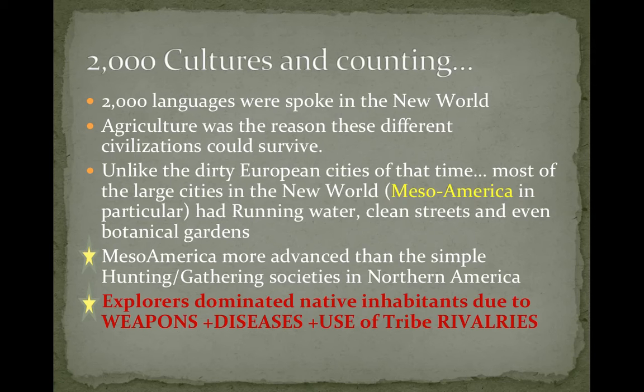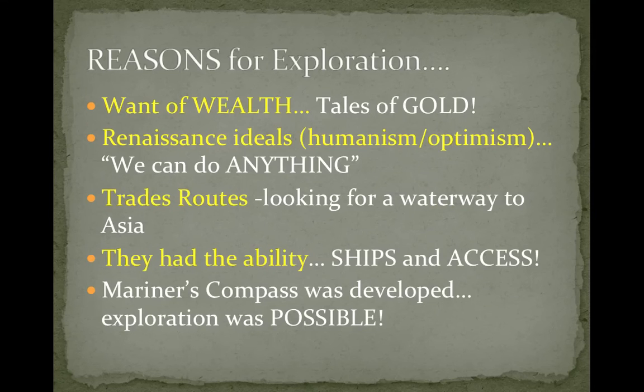The other thing I did, and I went ahead and I put a star by this and I made it red, so you better know it. Explorers dominated the native inhabitants due to 3 things. You better know them. Weapons. Out beside weapons, I want you to write something. Technology. Diseases. Out beside diseases, do you remember the #1 disease Columbus and the other Europeans and Spaniards brought over? Smallpox. And the use of tribe rivalries. They took and they used the tribes against each other, which is very, very smart, really, really manipulative, but still, that's how it went down. So basically, Europeans come over, death and destruction. Natives in Mesoamerica definitely did not have a chance.